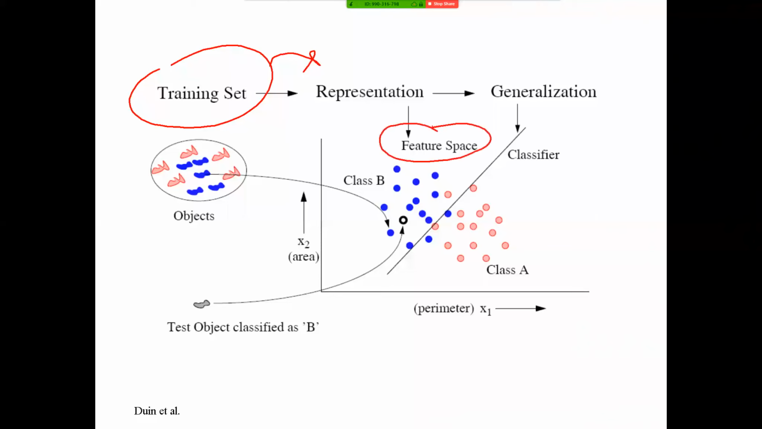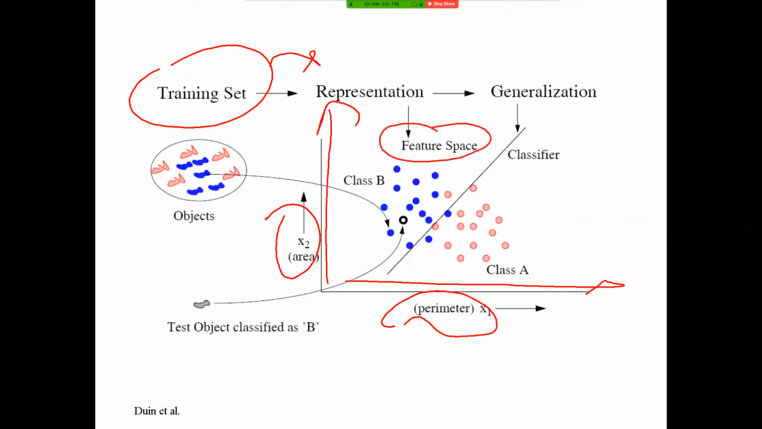A feature space is a term that we use to describe the multi-dimensional space that each sample is located in. So if you have two-dimensional data where you only have two attributes, perimeter and area, that would be a two-dimensional feature space. And a classifier is a model that will separate one class from the other class. So this classifier is the model that we develop in our machine learning method.